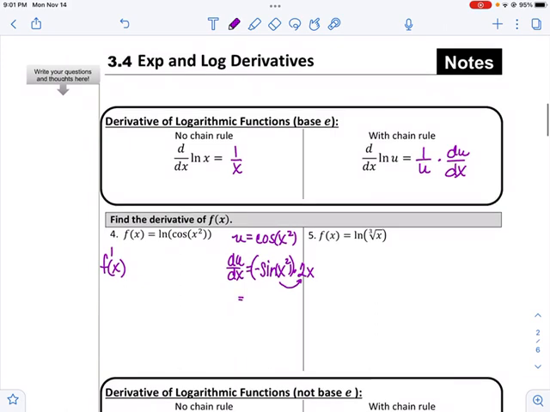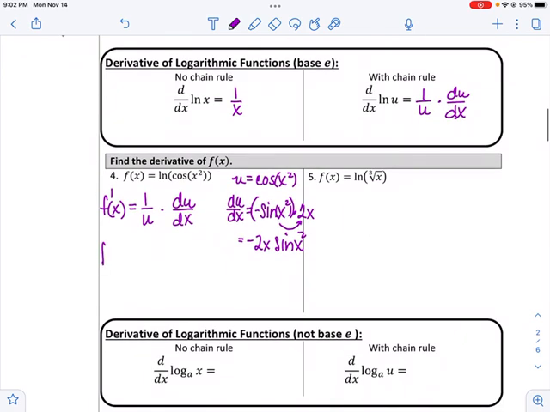We get that's equal to negative 2x. Put the 2x in the front, and then we say sine x squared. Okay, so now when we do this, we have that, 1 over u du dx. I'm just going to write that here, times du dx here. So it turns out that f prime of x is equal to 1 over cosine x squared, times negative 2x sine x squared, right?